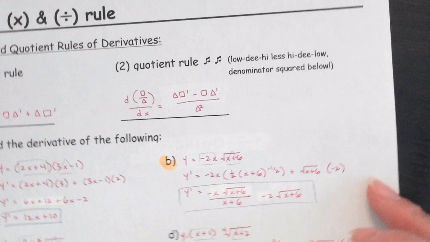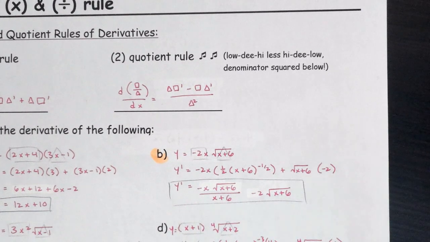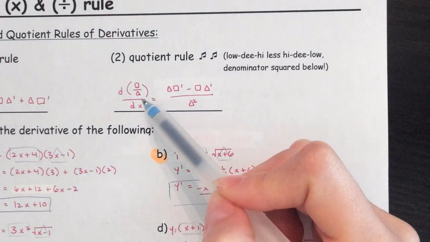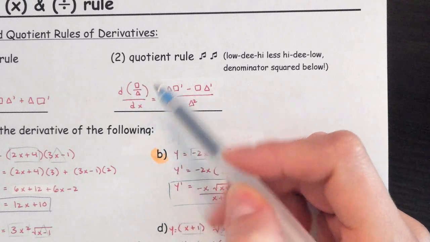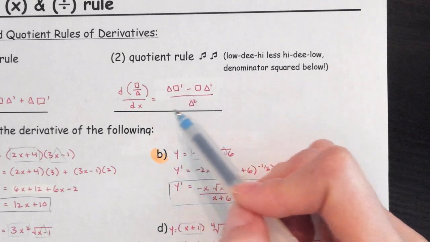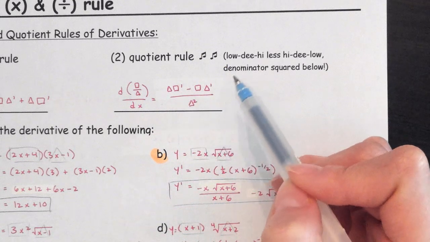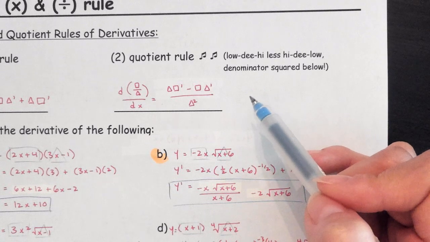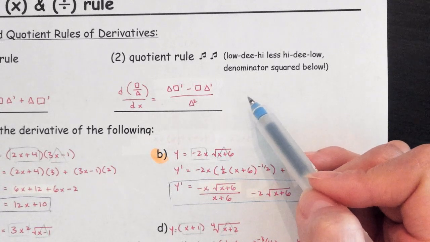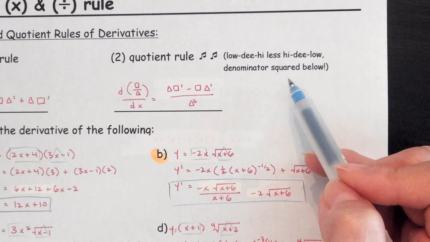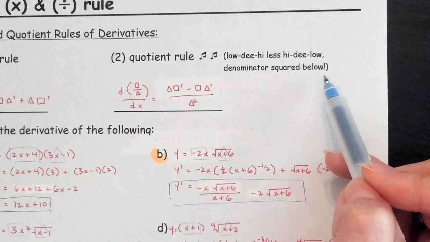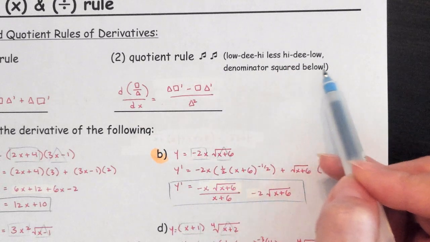So for fractions, you have to say this to yourself a couple times. You have to know it, especially next year in calc. So the quotient rule, let's say you have a fraction with x's and stuff. This looks complicated, but what you're actually doing is low d high less high d low, denominator squared below. I'm going to say it again. Low d high less high d low, denominator squared below. It rhymes. There's 3 lows, okay? So it starts with low, it ends with low, it ends with low again.